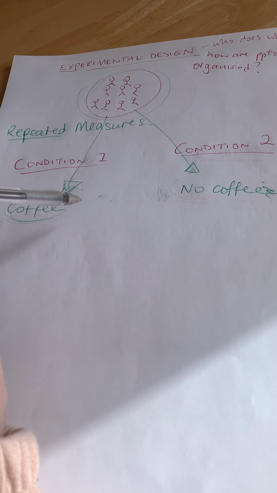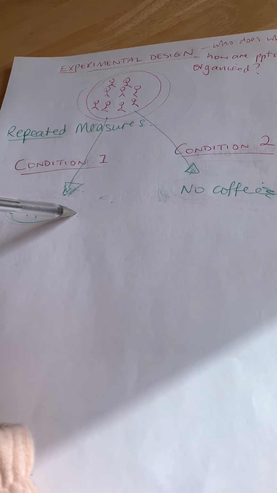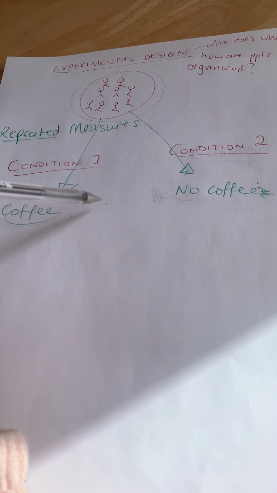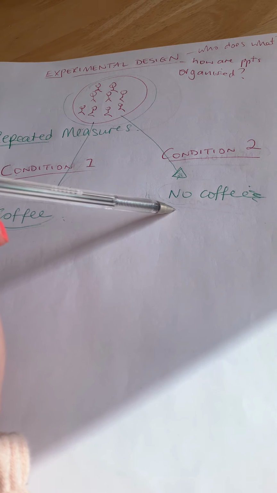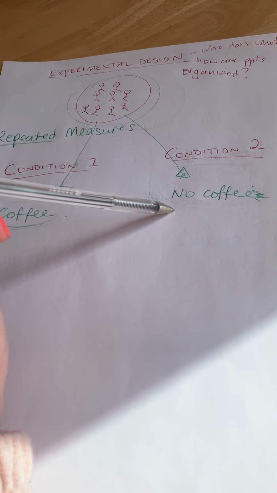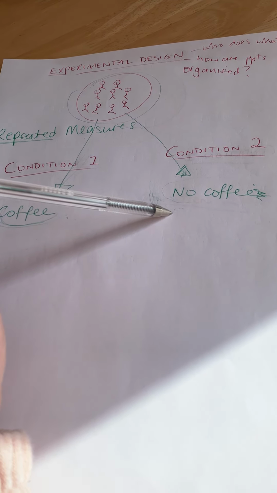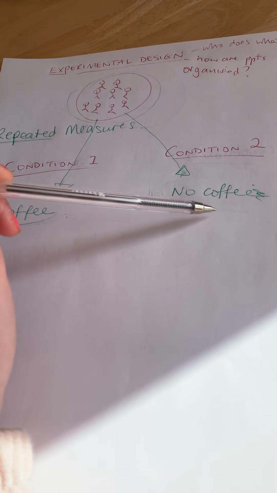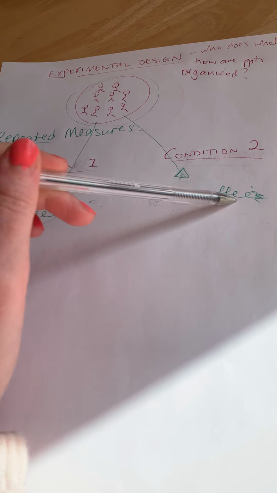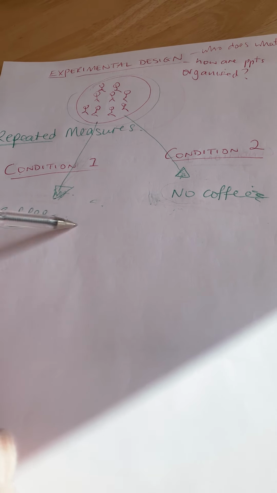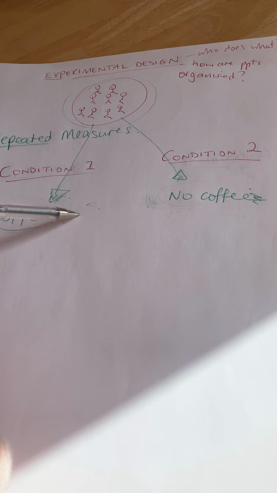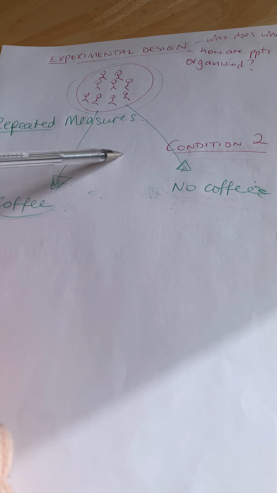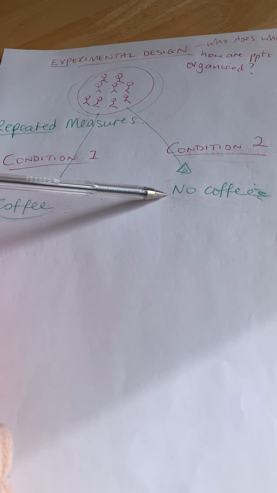Also, if it was a task that involved lots of concentration or energy, by the time they get to condition 2, they're going to be tired. They might be bored. So they're going to do worse in this condition. Or in actual fact, they might do even better because they've had a wee practice run in condition 1.